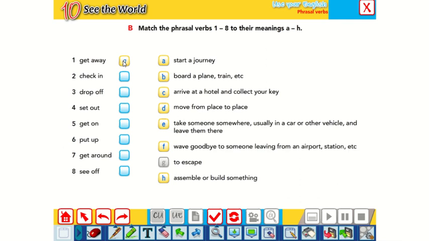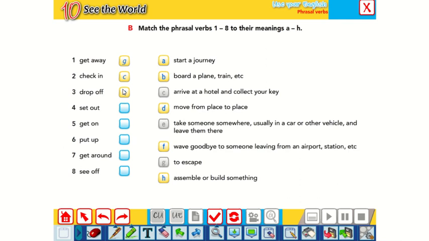Okay, check in. What's the meaning of check in? What is the definition of check in? Yes, correct. It is C. Arrive at a hotel and collect your key. I check in a hotel at 6 p.m. Drop off. What's the meaning of drop off? Yes, correct. It's E. To take someone somewhere, usually in a car or other vehicle, and leave them there.